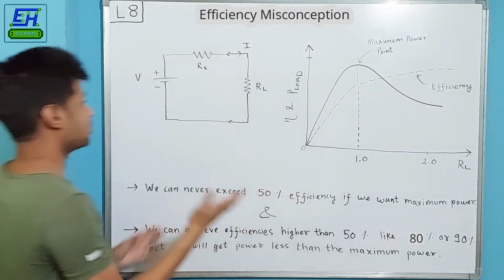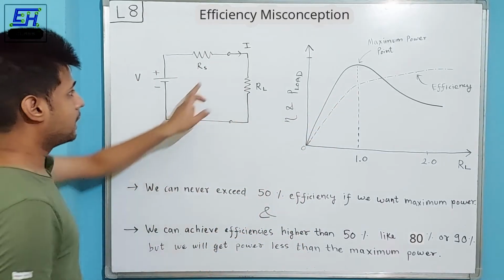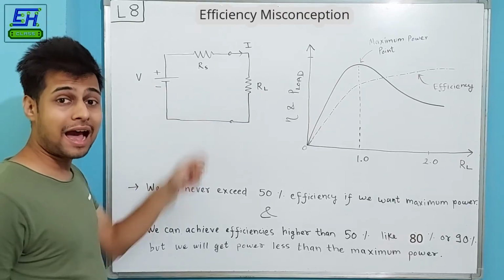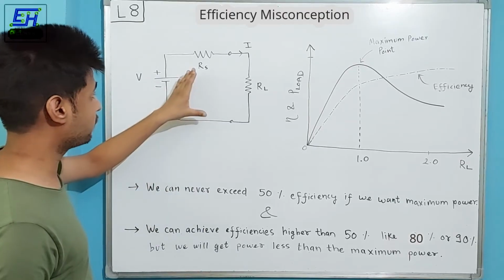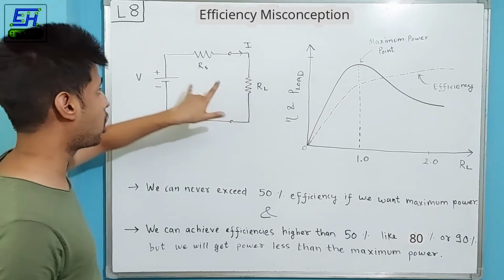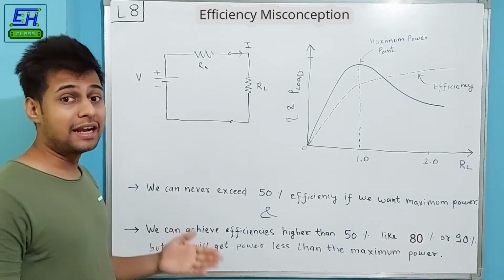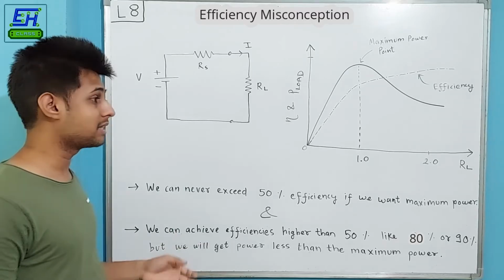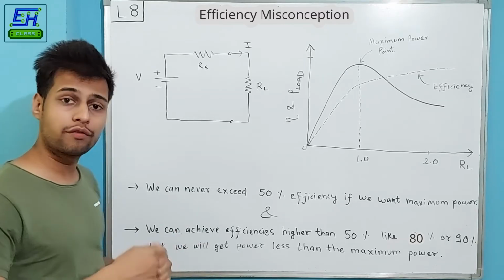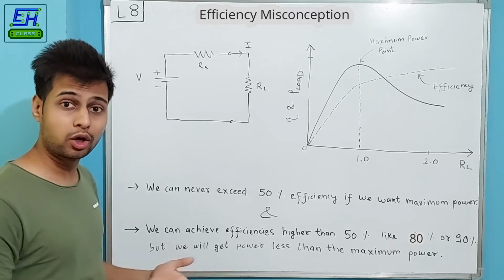So very logically from here we can also see that this internal resistance Rs should be as low as possible, because we want to transfer maximum of the power to our load and not dissipate it as heat in this internal resistance. That's why it is ideally zero, but practically it is very less, a few ohms, like 10 ohms, 20 ohms or 50 ohms.